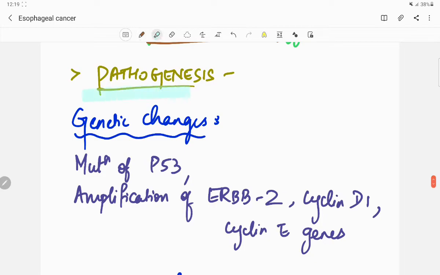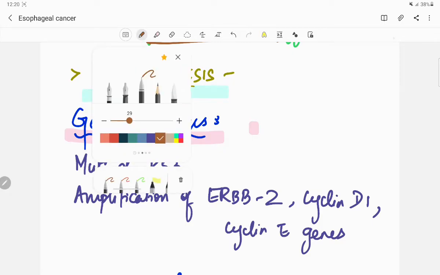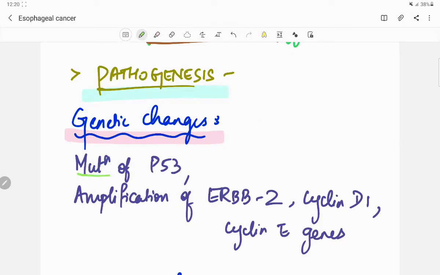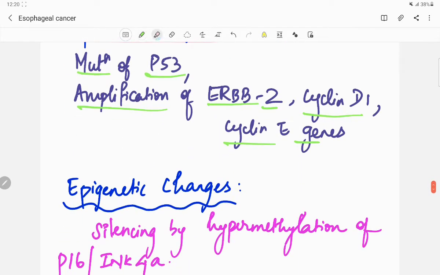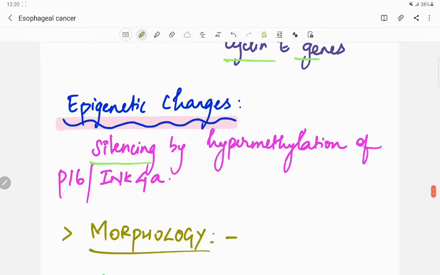Next is pathogenesis. The genetic changes involved include mutation of P53, which is a tumor suppressor gene, amplification of ERBB2, cyclin D1 and cyclin E genes. Next, the epigenetic changes. This includes silencing by hypermethylation of P16 or INK4A.